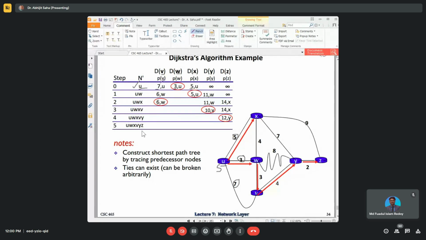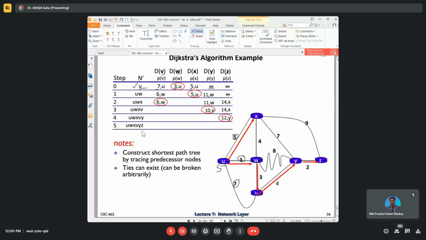Okay, so that u to x dx is my 5. So who is my predecessor node from x? That is the u. The previous node is u, so the predecessor node is u. So for p x, I have written comma u. Now, can I go u to y directly? Look, from u to y, I don't have any direct link. The y is not my direct neighbor. So that means at this moment it is unknown how you can go from u to y.